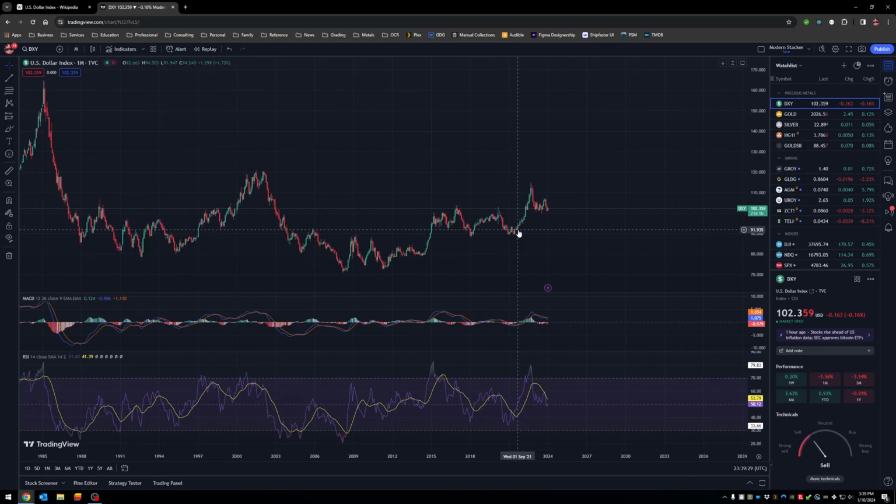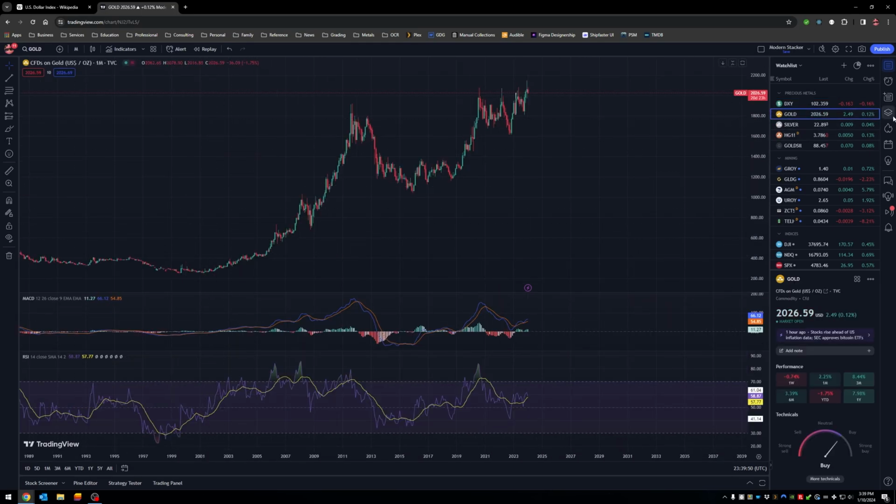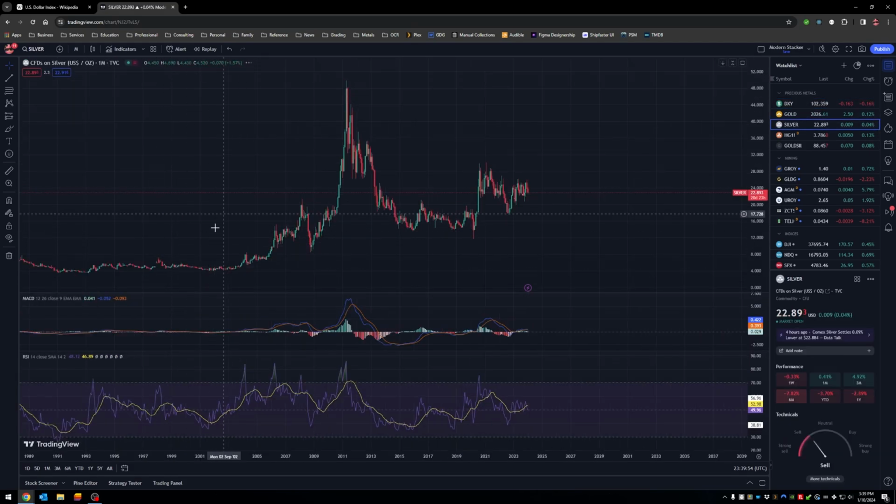The reason I wanted to show you this is that if you're looking at the DXY, you can see effectively what's going on in the precious metal space. Almost without even looking at these charts, you can see that if it's up here, then precious metals are going to be down. If I go to gold, for example, sure enough, it's down. If I go to silver, sure enough, it's down.